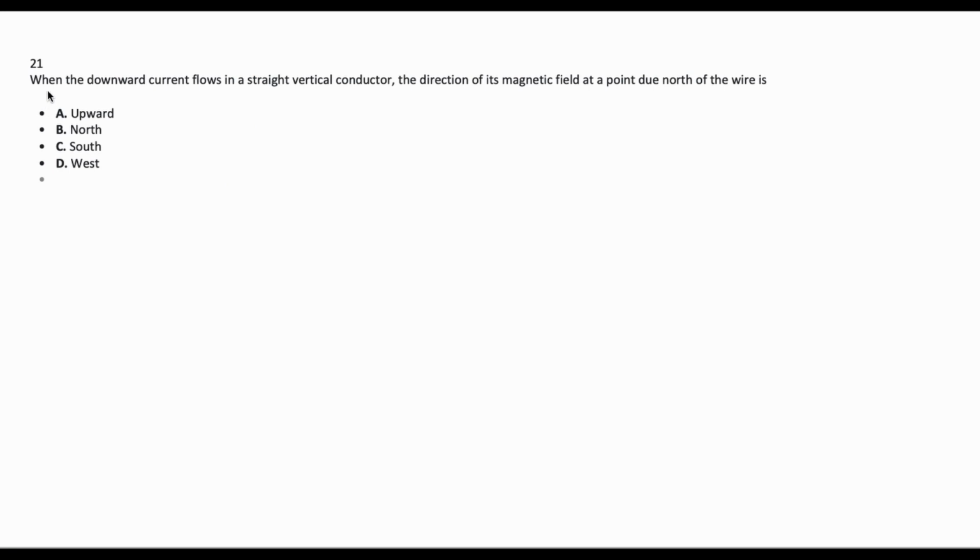Question 21 says, when the downward current flows in a straight vertical conductor, the direction of its magnetic field at a point due north of the wire is. Now, when current flows through a conductor, it produces a magnetic field. To determine the direction of this magnetic field, we need to know the right-hand rule.